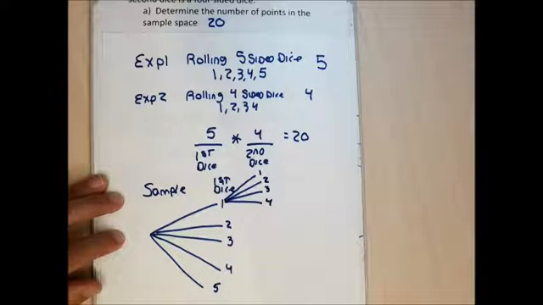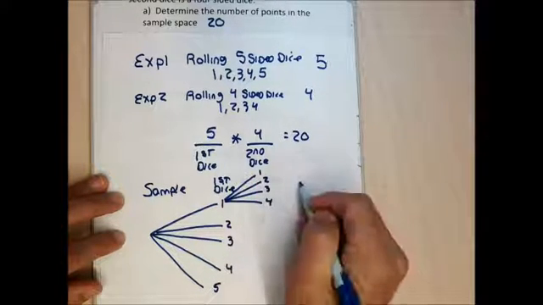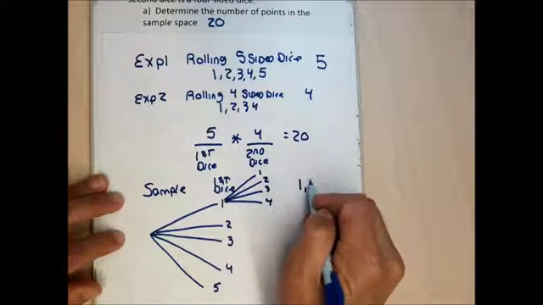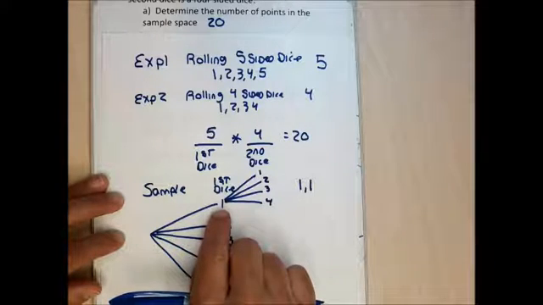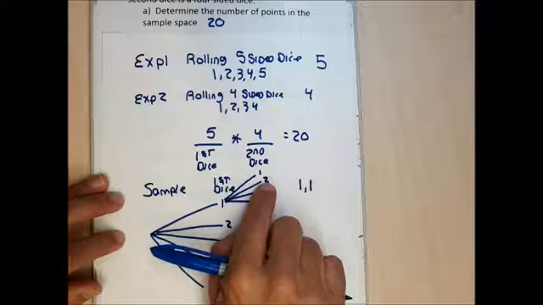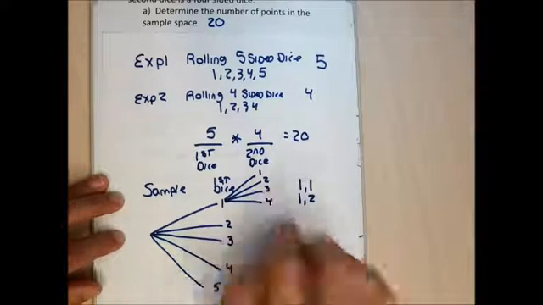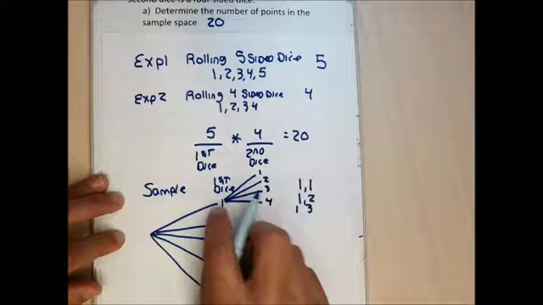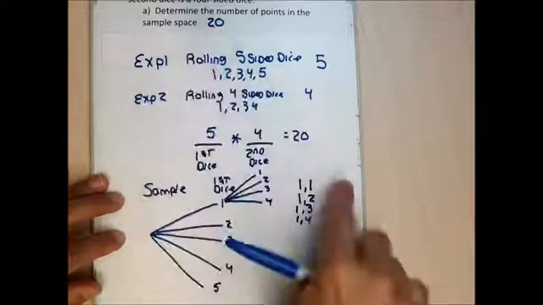Let me start generating my sample space. The first element of my sample space is the 5-sided dice comes up a 1. The 4-sided dice comes up a 1. The second element in my sample space is the 5-sided dice comes up a 1. The 4-sided dice comes up a 2. Then 1 and 3, and 1 and 4. I'm trying to get 20 elements, that's 4 of them.